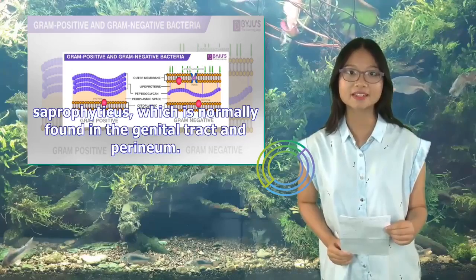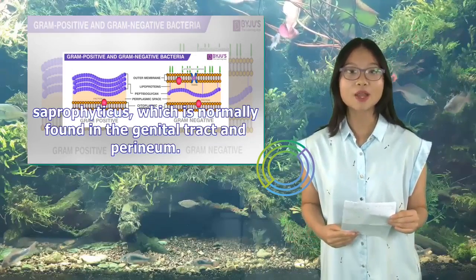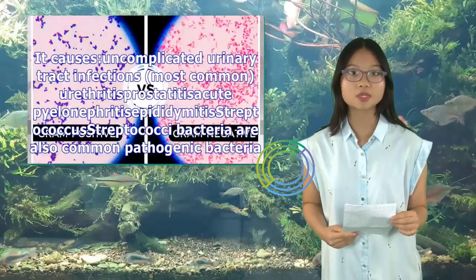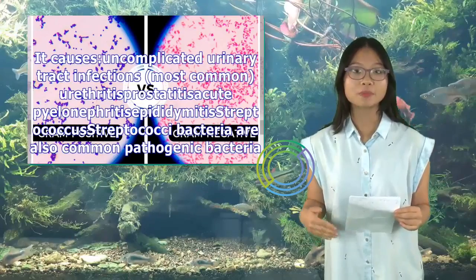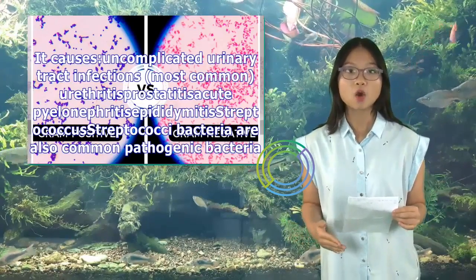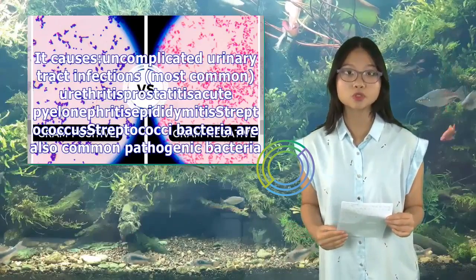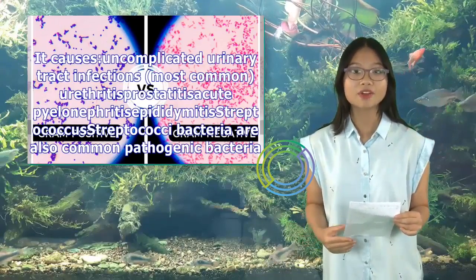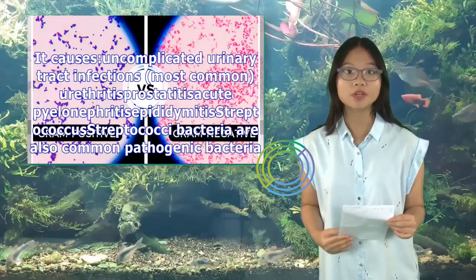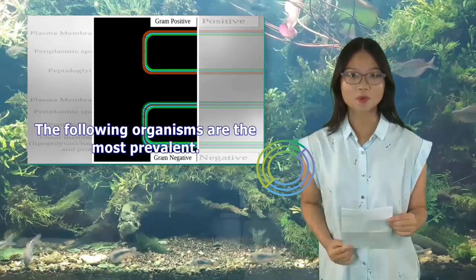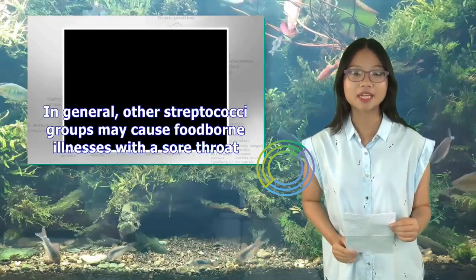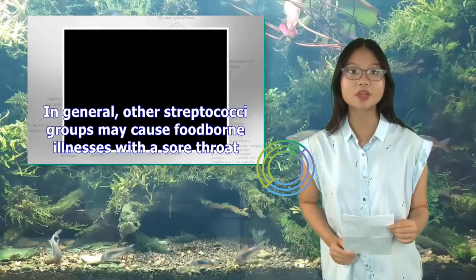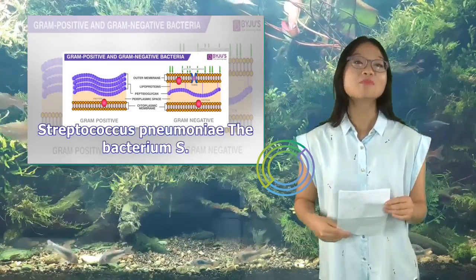Saprophyticus, which is normally found in the genital tract and perineum. It causes uncomplicated urinary tract infections, most commonly urethritis, prostatitis, acute pyelonephritis, and epididymitis. Streptococcus. Streptococci bacteria are also common pathogenic bacteria. The following organisms are the most prevalent. In general, other streptococci groups may cause foodborne illnesses with a sore throat.